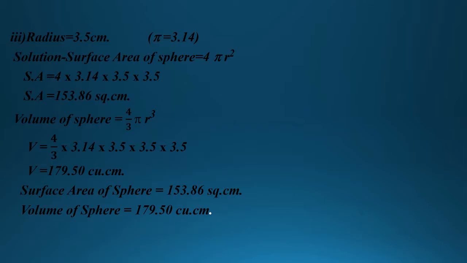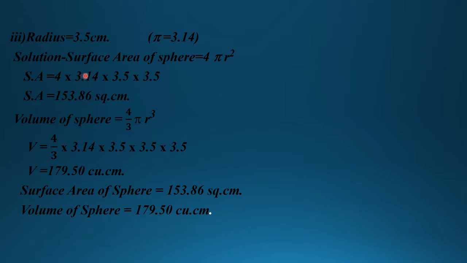Now, the next question, we have to find the surface area and volume with radius 3.5 centimeter. The value of pi is 3.14. Therefore, solution students, surface area of sphere is 4 pi r square.